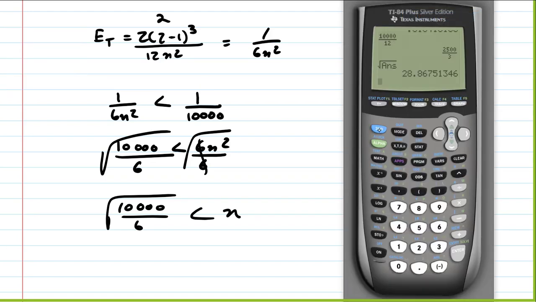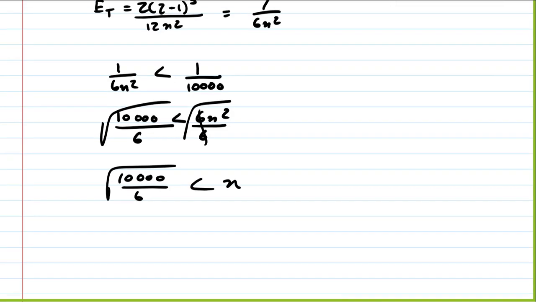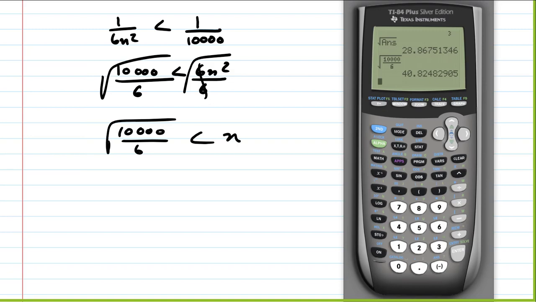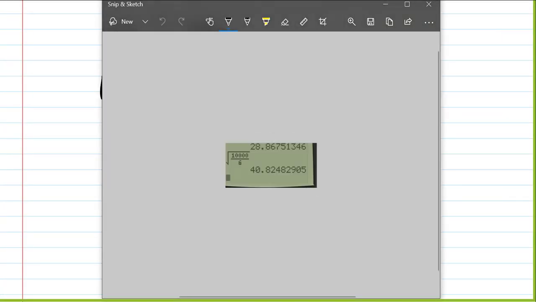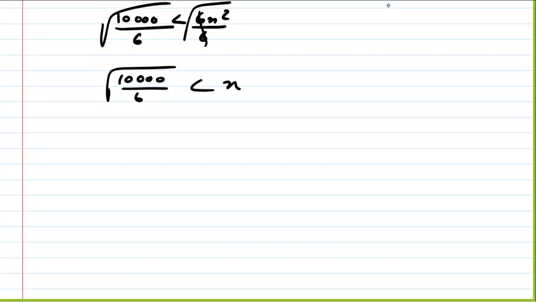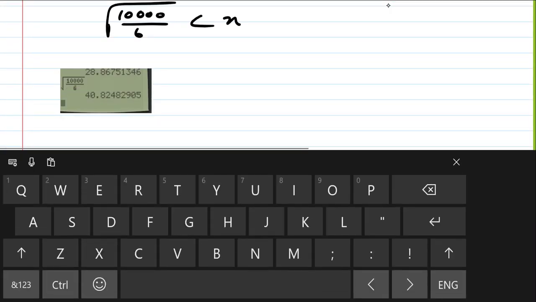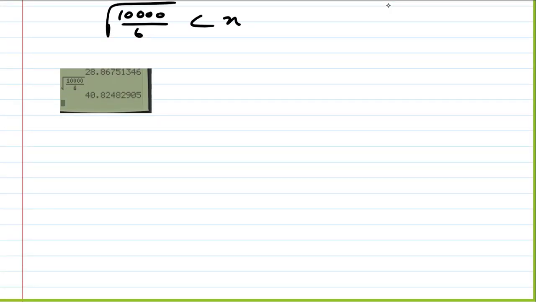So let's calculate that. So the square root of 10,000 over 6, and we get 40.82. So n would have to be bigger than 41 in this case, right? Okay.